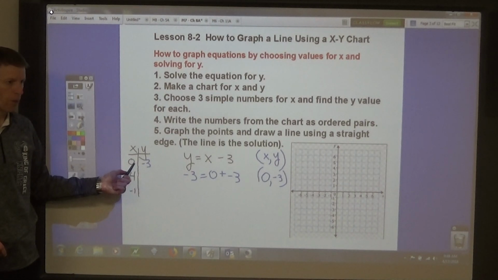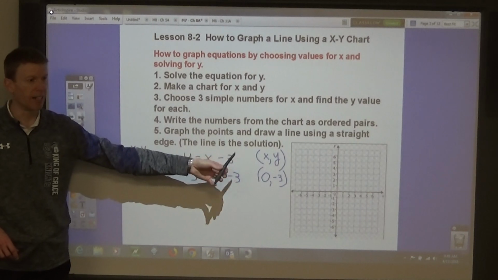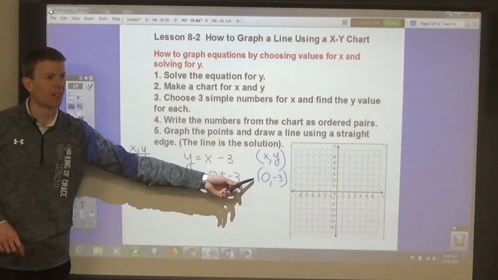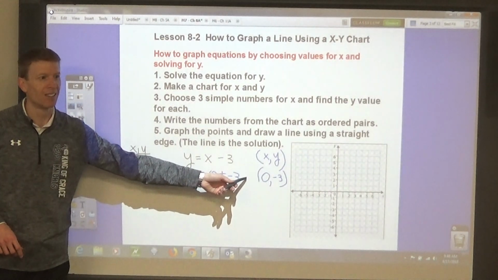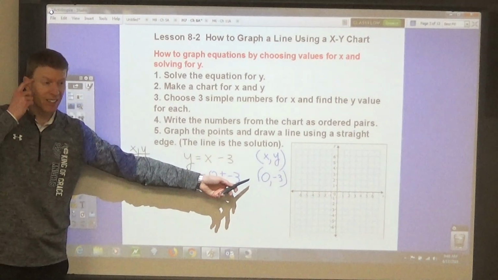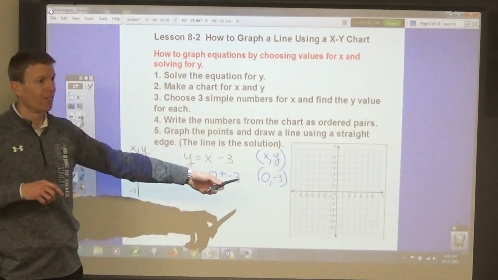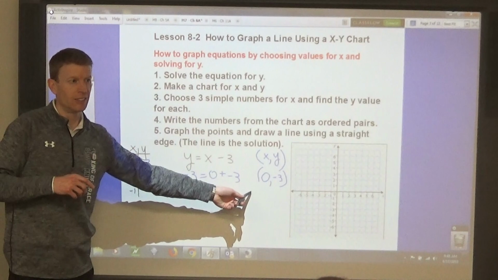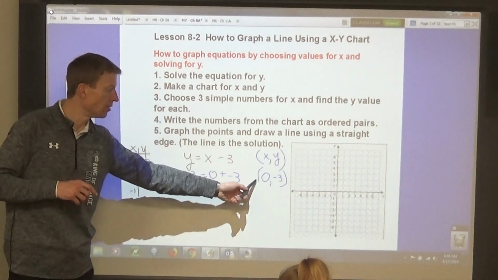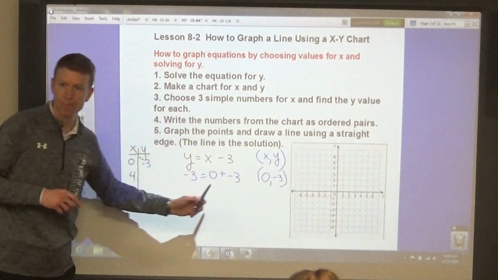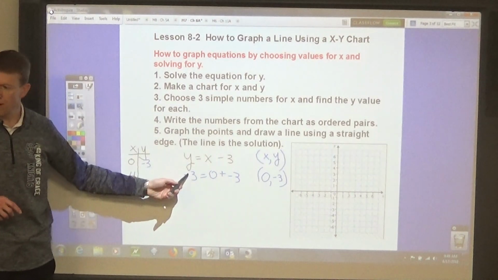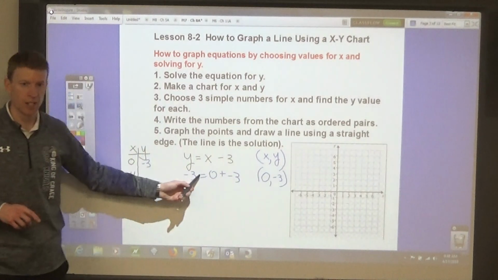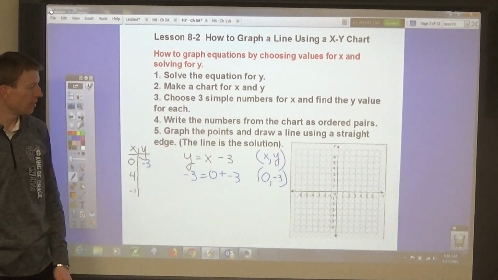What that gives us is an ordered pair. What ordered pair? 0, negative 3. This ordered pair, 0, negative 3. These 2 numbers go together to make this equation true. So that's a solution. It's one solution to this equation.